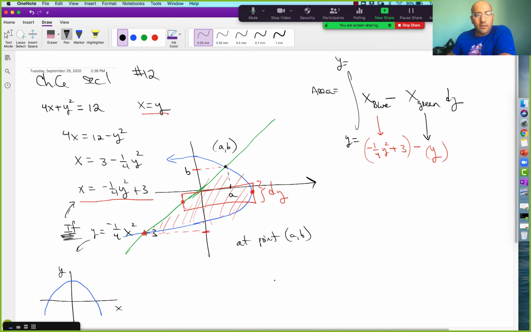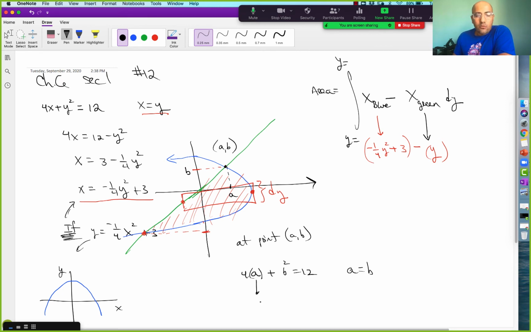a comma b, it must be true that a times 4 plus b squared equals 12, because it's a point on the blue function. It obeys those set of instructions. But it also must be true that a equals b, because it's on the green one. It obeys those set of instructions. Good. So we can just plug it in here and get our result.